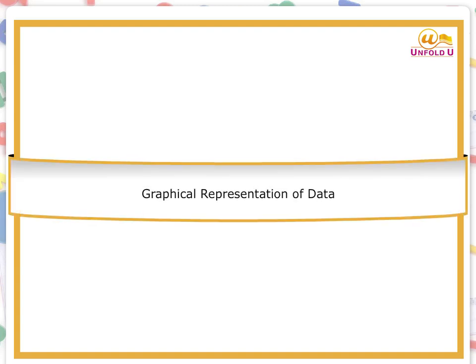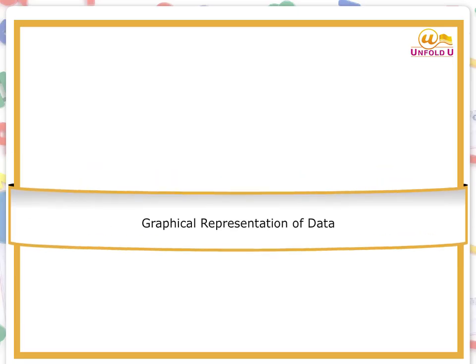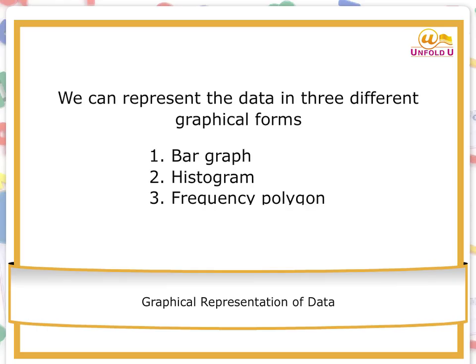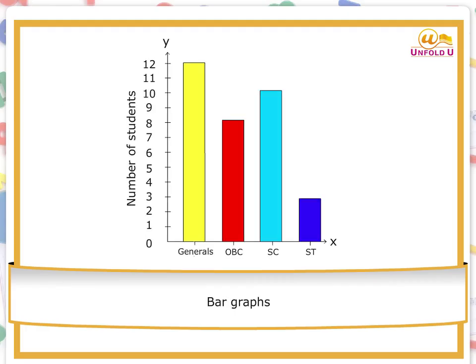Data in its graphical representation is most understandable and informative. We can represent the data in three different graphical forms: bar graphs, histograms, and frequency polygons. We shall first discuss the bar graphs. A bar graph is a graphical representation of data using vertical bars.